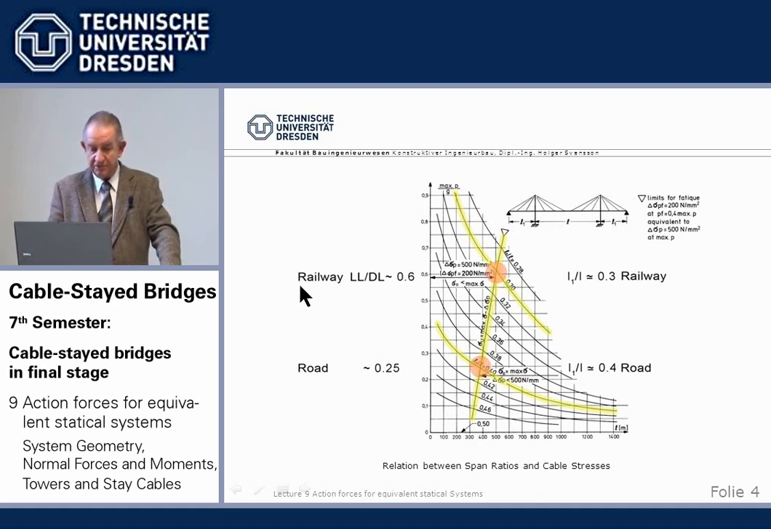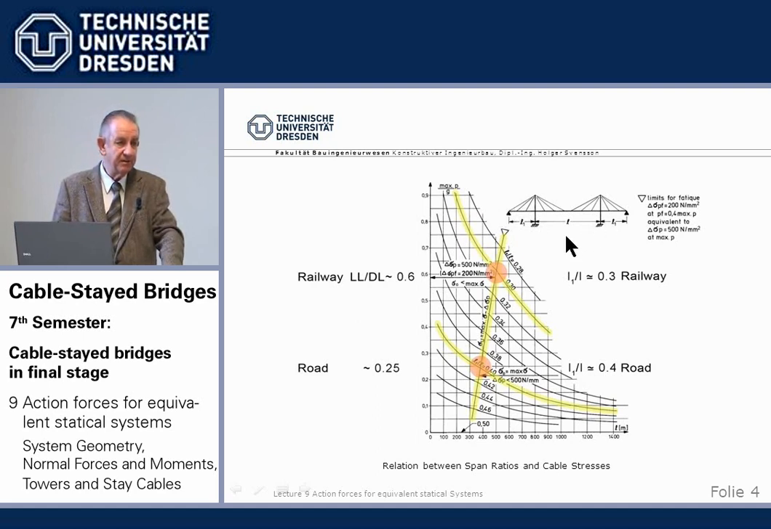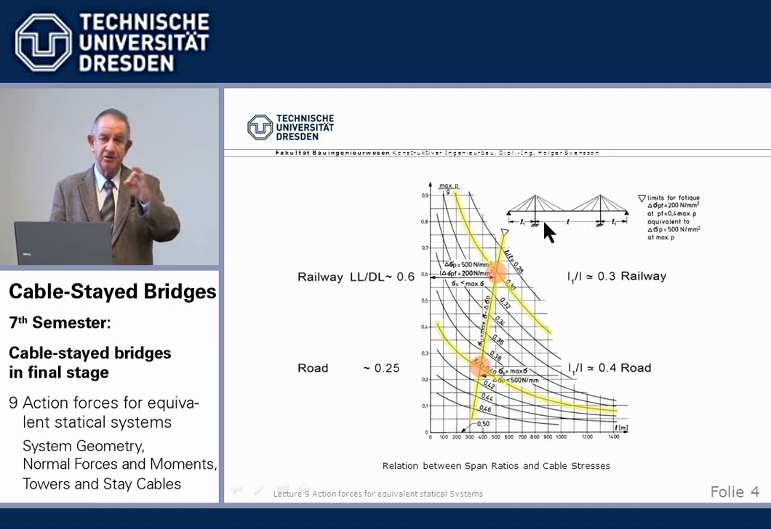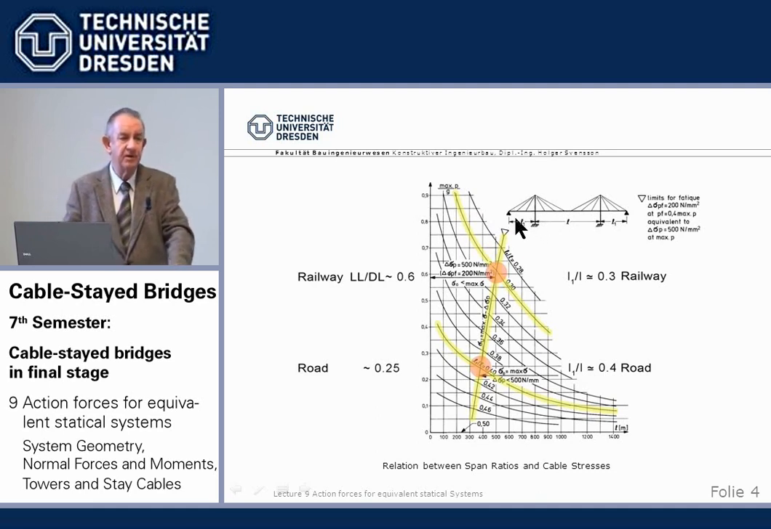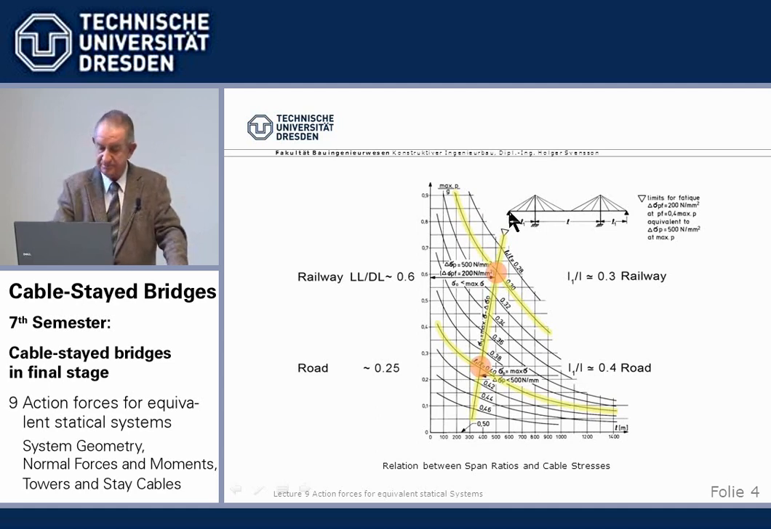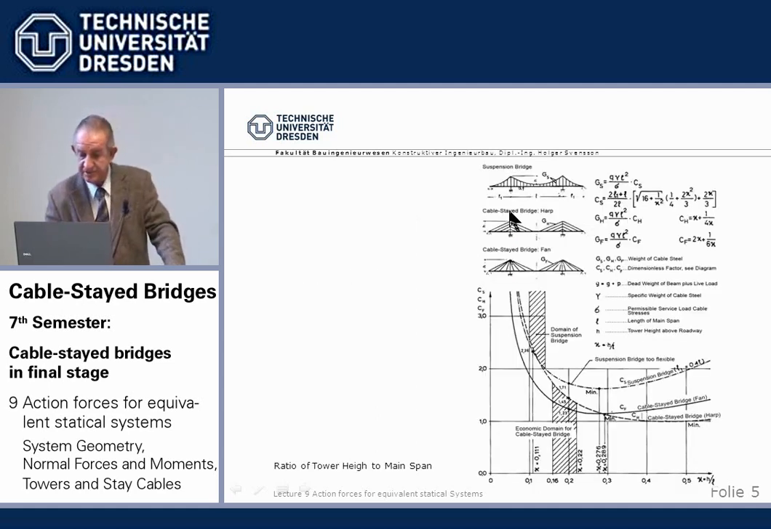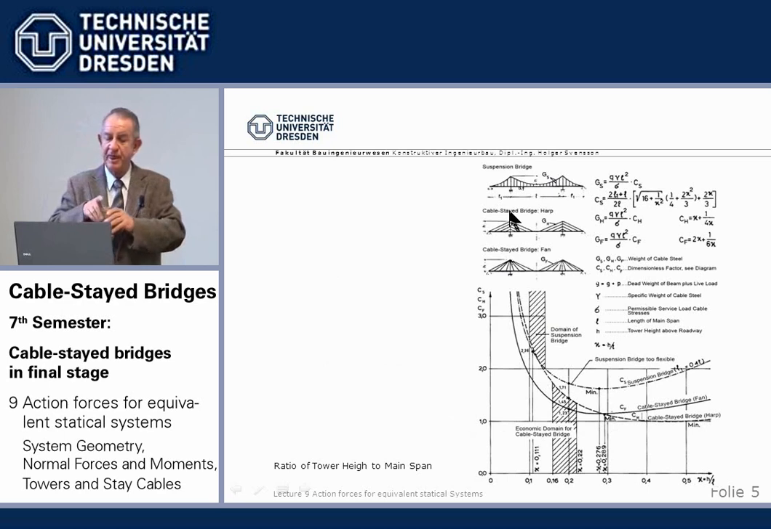Now, if we go to a railway steel bridge up with this 0.6, well, then we have only 30% side span length of the main span. Again, it's governed by the fatigue range of the backstay cables. The next question is, how high shall a tower be?